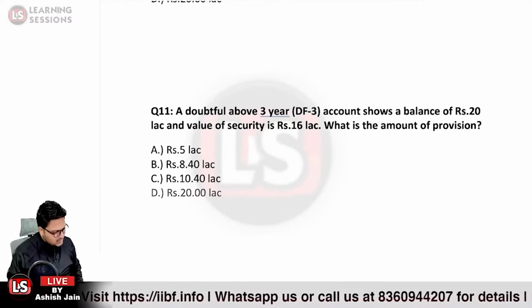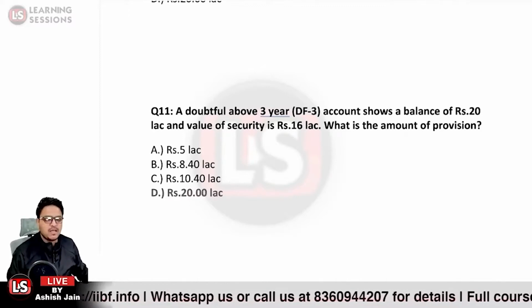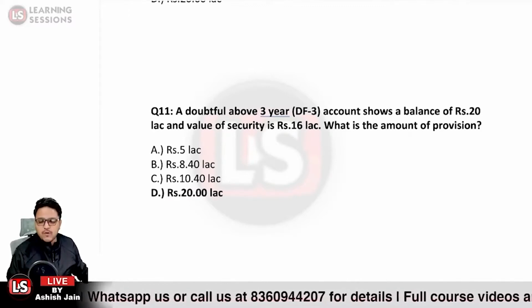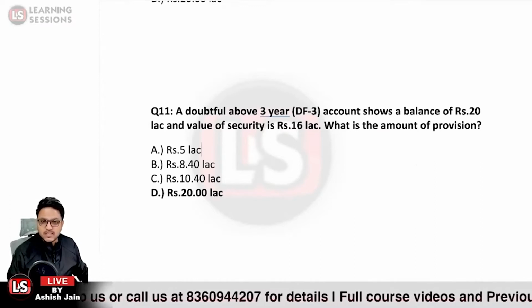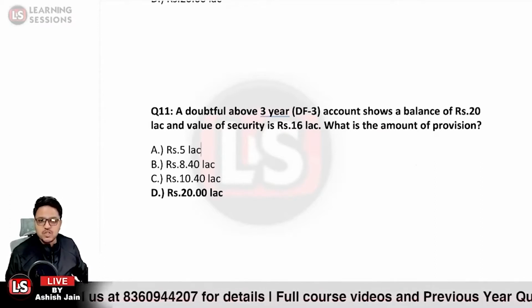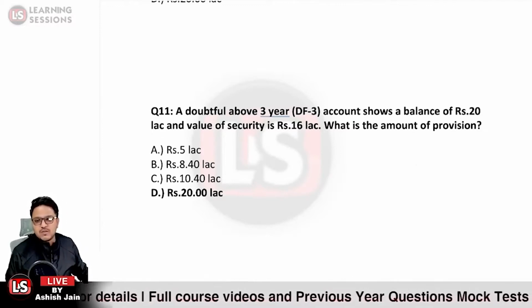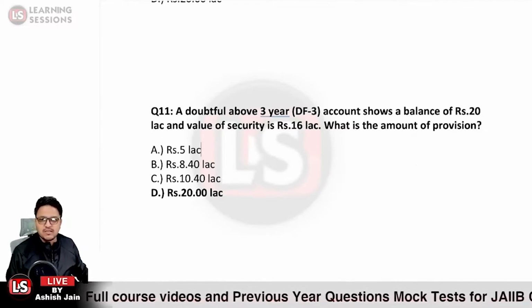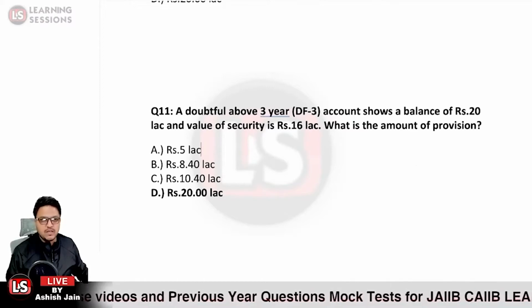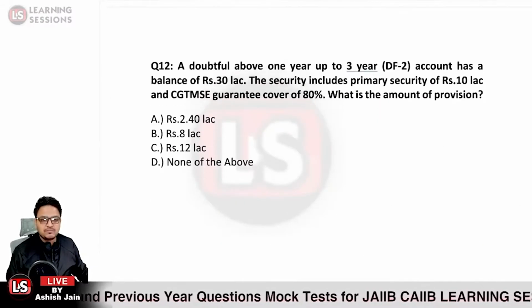Option D over here is the right answer in question number 11, because we know that uniformly in the case of the doubtful 3 assets, 100% provision is to be created. Whether it belongs to the secured part or unsecured part, 100% of the provision is to be created. So option D over here is the right answer.